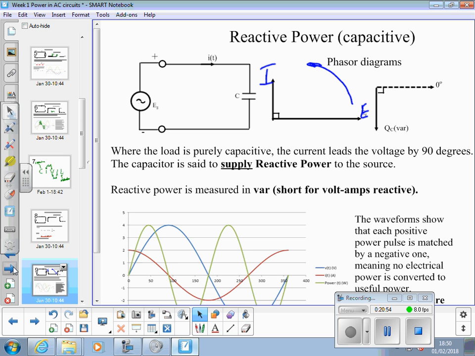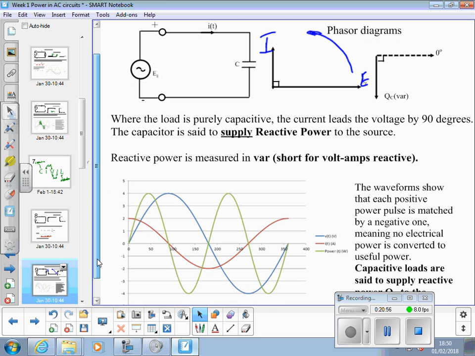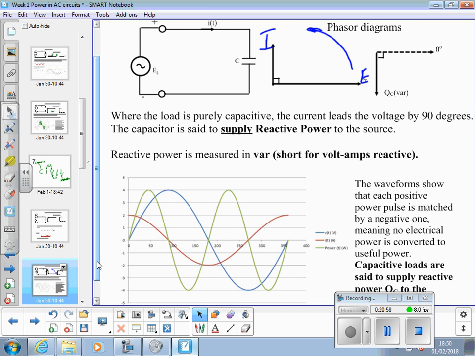So, reactive power again, measured in VAR, volt amps reactive, but this time the blue peak is after the red peak, showing voltage lags current. But again, we've got half of a power waveform that's above the line and the other half is below. So again, no useful power.